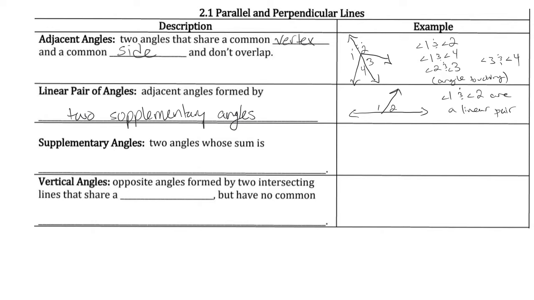The next one is supplementary angles. We just used supplementary angles in the last definition, but hopefully you remember it's two angles whose sum is 180 degrees, because we know a straight line is 180 degrees, and all linear pairs are supplementary.